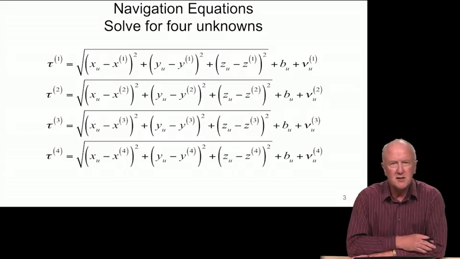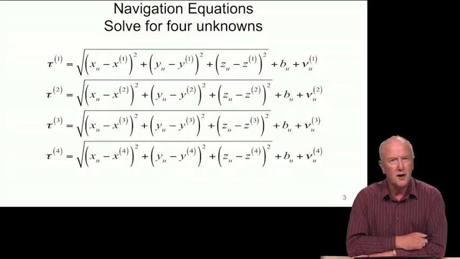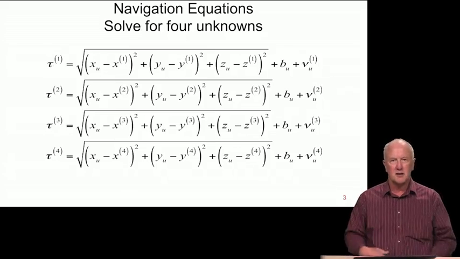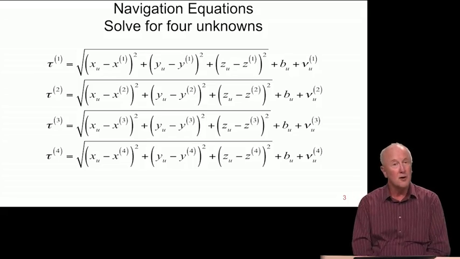But imagine if you're in a so-called urban canyon in a city in between tall buildings on both sides. Those buildings will block much of the sky. So we still have to accommodate and think about the case when we only have three or two or even only one satellite measurement. So take a look at the top one, tau superscript 1. So tau means our pseudo-range measurement. The superscript 1 will always mean for satellite 1.